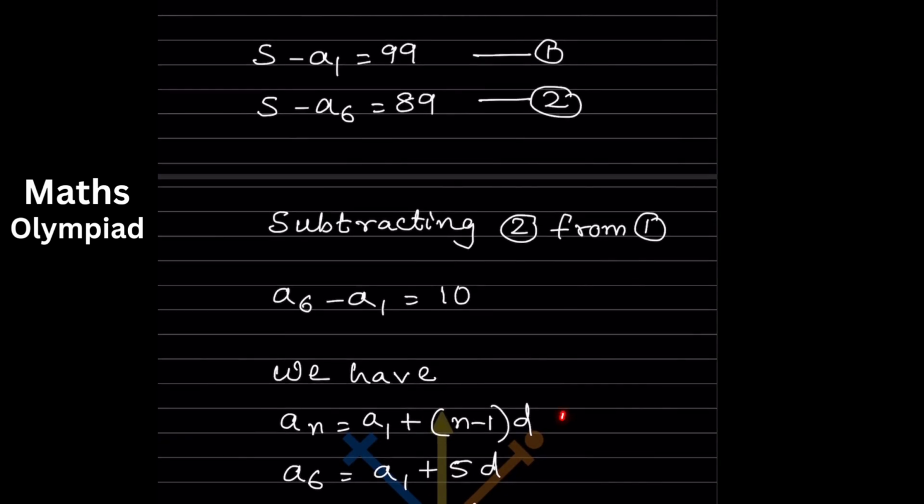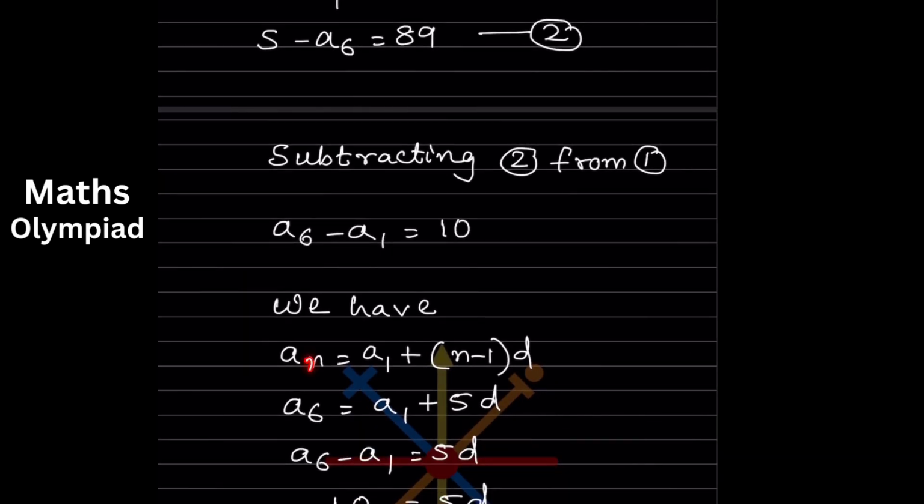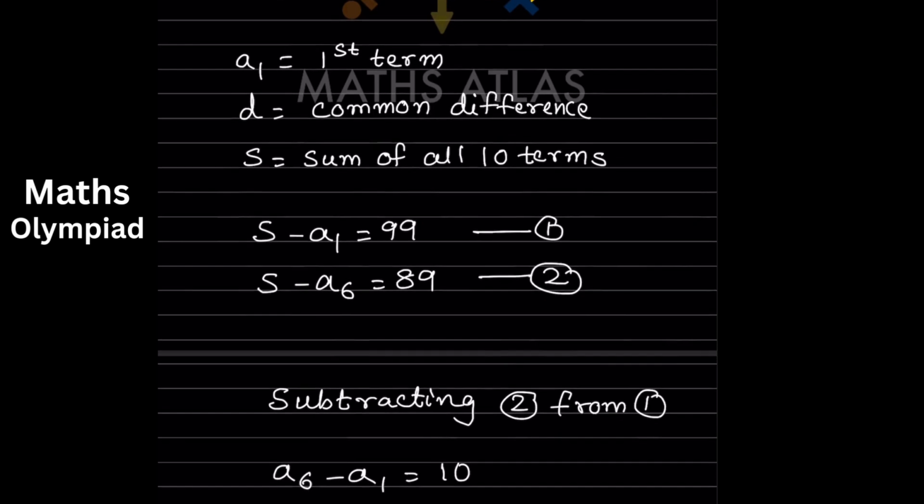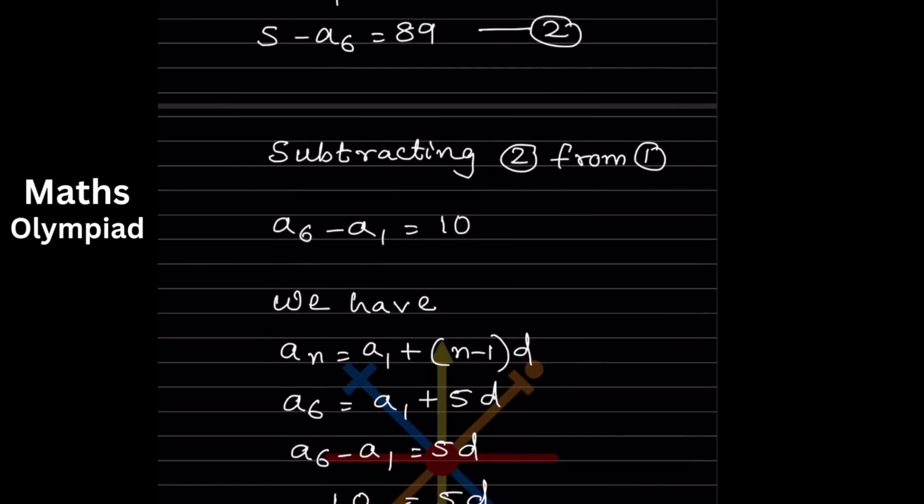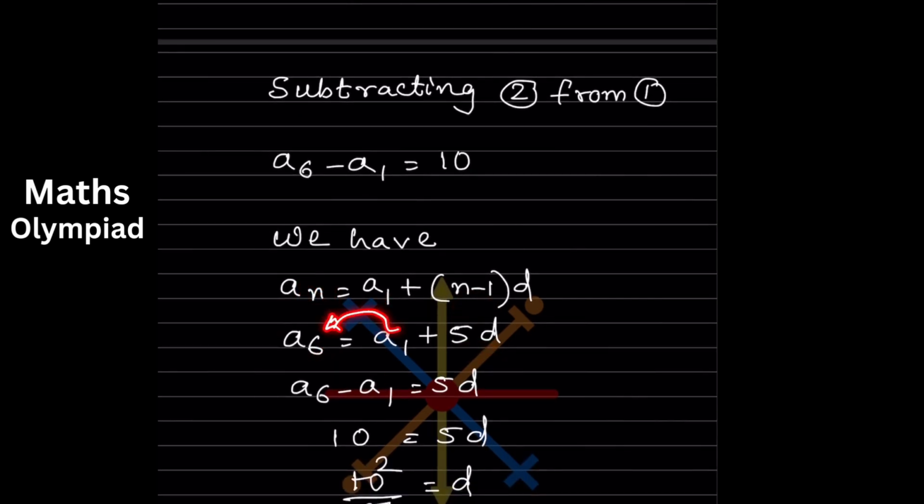So now you know the formula for finding any term: AN is equal to A1 plus N minus 1 into D. Now you know the terms: D is the common difference, A1 is the first term. Now let us see the sixth term; we are going to consider N as 6. So A6 will be A1 as it is, and in place of N, we write 6. So 6 minus 1 is 5, so 5D. Now if we bring this A1 to this side, A6 minus A1 is going to be 5D. And you know A6 minus A1 is 10. So 10 is equal to 5D.